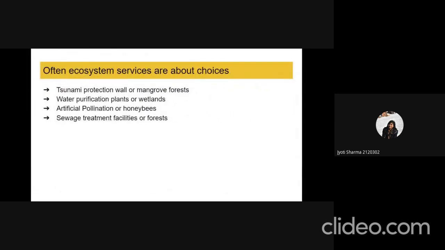Okay, this is a very casual slide, in which it was said that conservation, or ecosystem services, are all about choice. You can create a wall to protect from a tsunami, or you can grow a mangrove forest. It's your choice what kind of decision you take. You can have water purification plants such as RO, or you may create a wetland that can purify the water. So this is all about the choices that we are making.